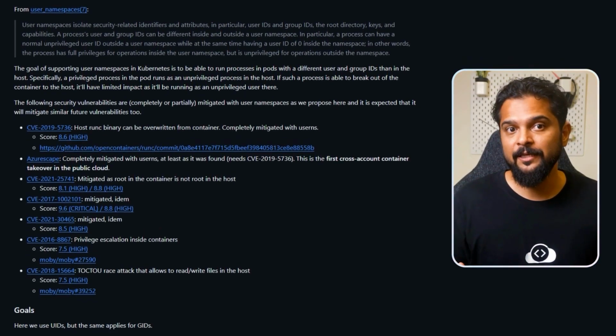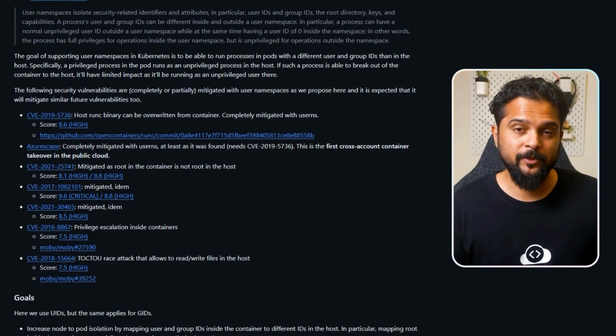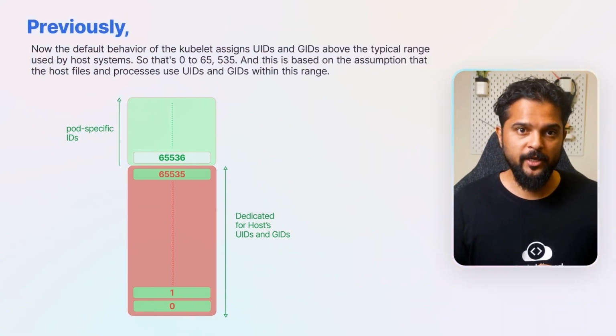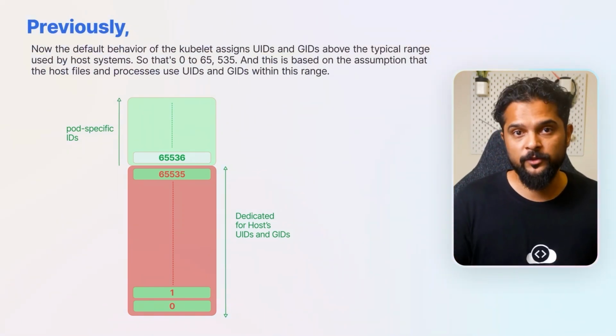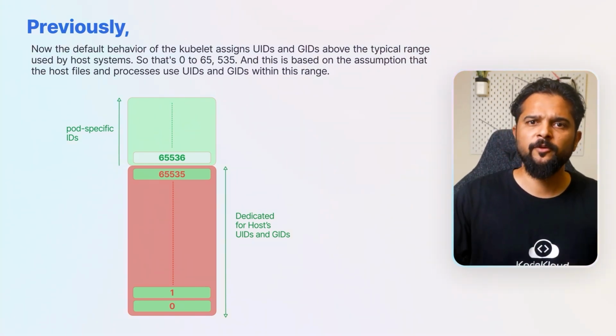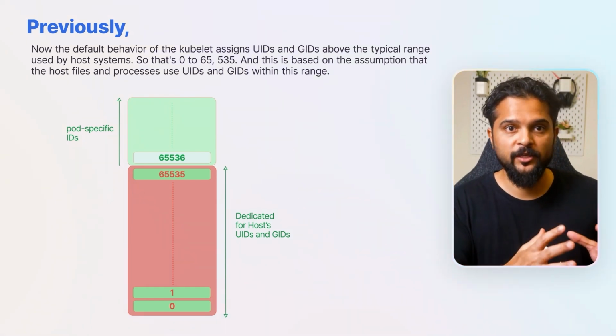So overlapping IDs can lead to security risks such as unauthorized file accesses, so this capability helps keep your cluster secure. Now, the default behavior of the kubelet assigns UIDs and GIDs above the typical range used by host systems. So that's 0 to 65,535. And this is based on the assumption that the host files and processes use UIDs and GIDs within this range, a common setup for Linux distributions. By assigning pod-specific IDs beyond this range, Kubernetes ensures that there are no conflicts between the pod and the host IDs, which helps to protect the host from potential vulnerabilities exploited by pods.